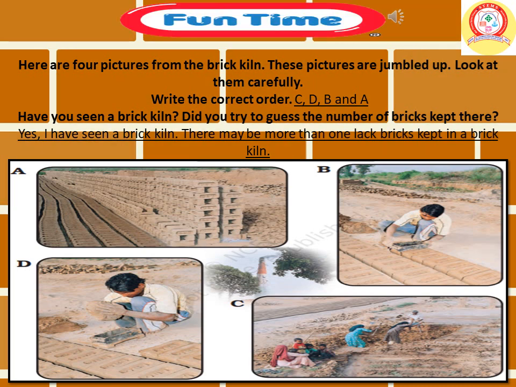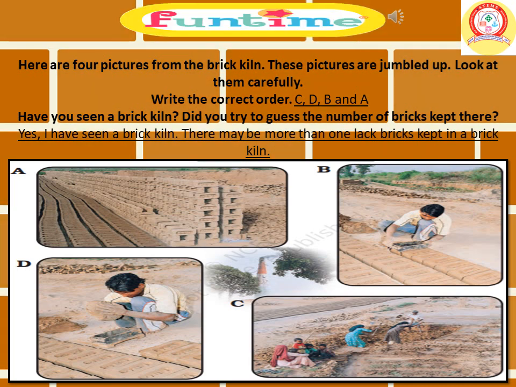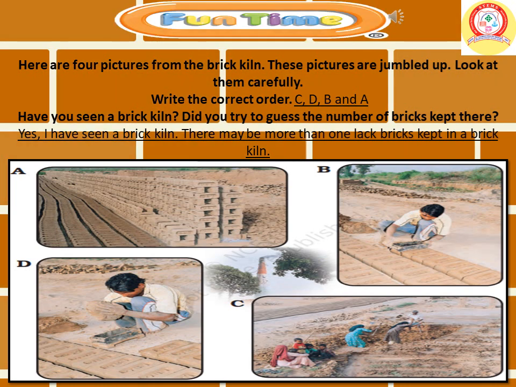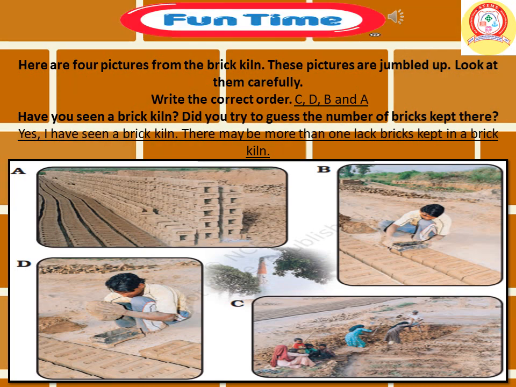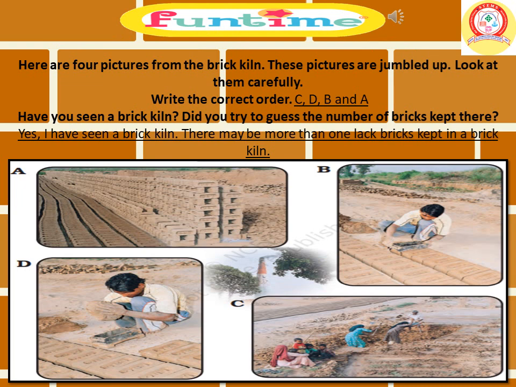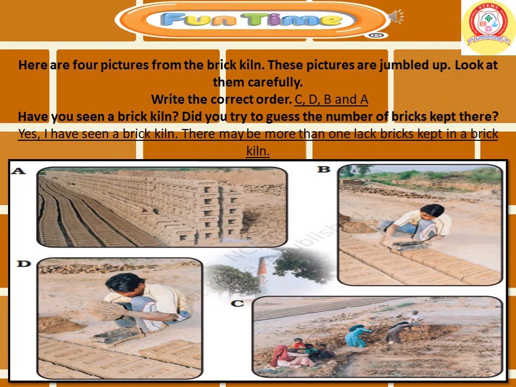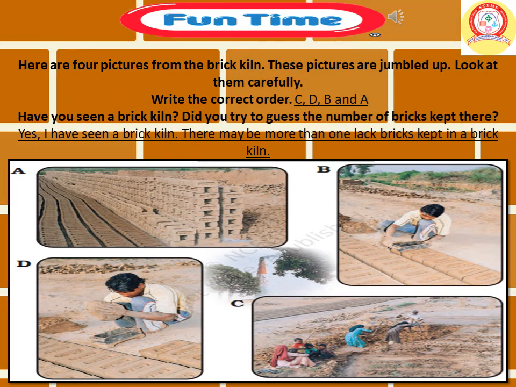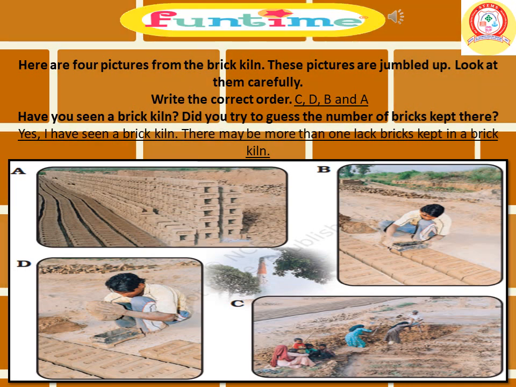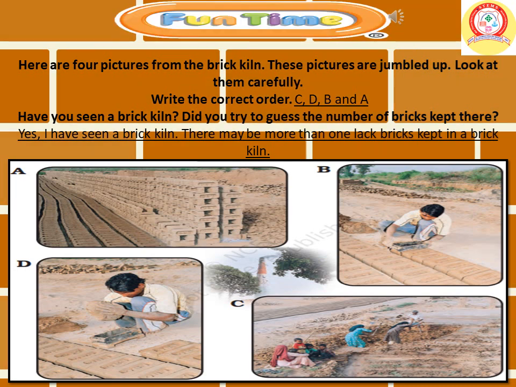Now, in this, students, pictures are arranged. You have to tell me how a brick is to be made. So, as you can see, according to me, to make a brick, they will first dig and collect the brick material. After that, they will make a brick dough and put it in a one brick frame. After that, they will arrange all the bricks to get dry, and like this, the brick is made. So the correct order is C, D, B and A.